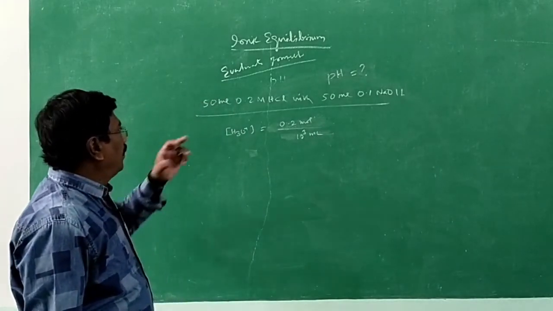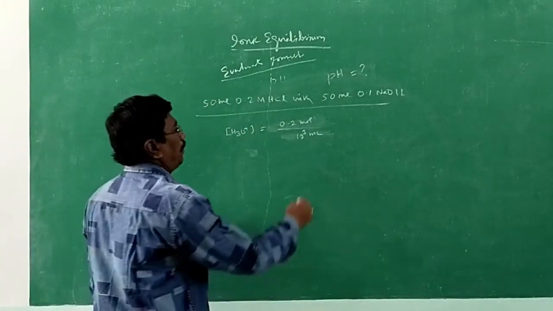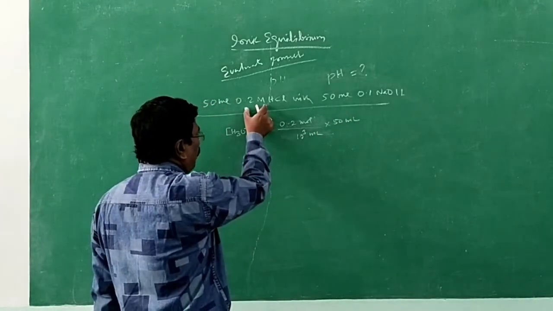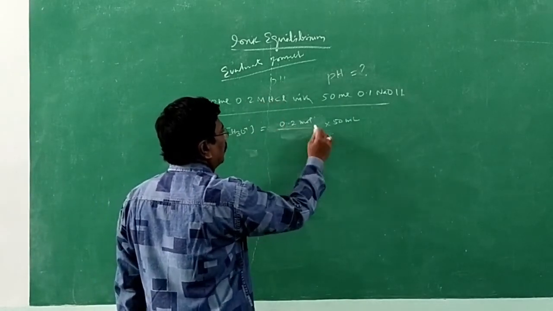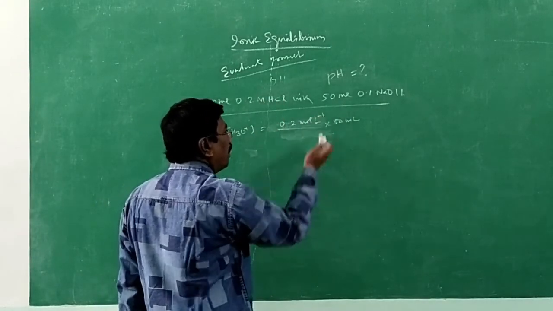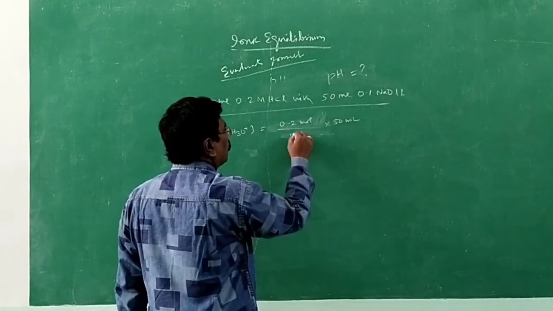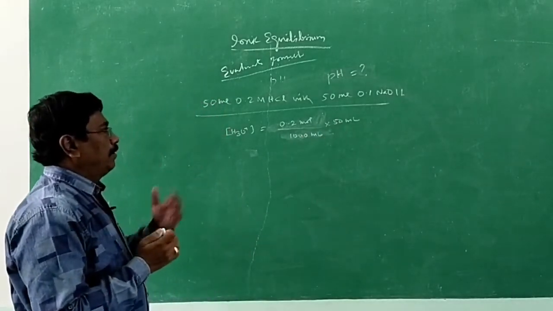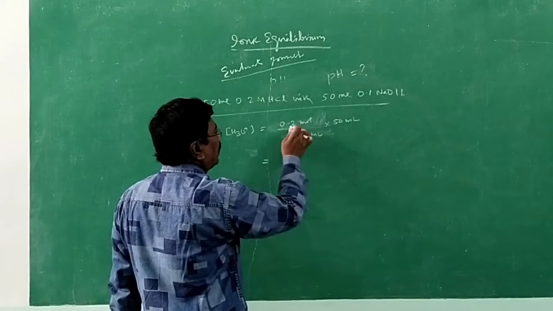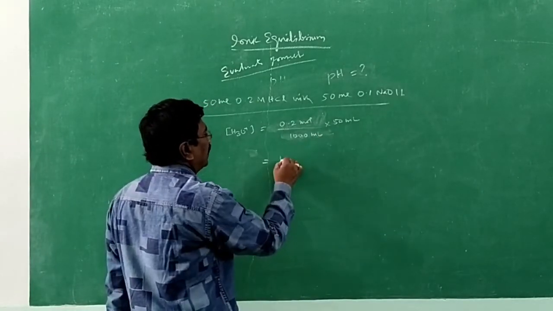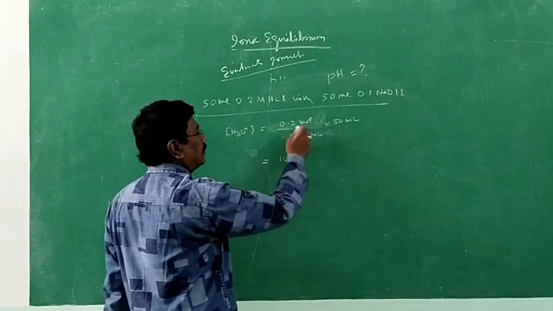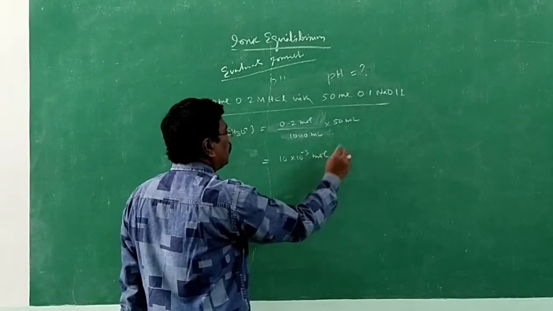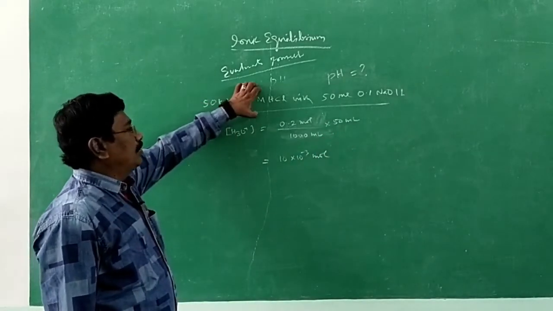Mole per liter. Now we have only 50 ml. Can you understand? The meaning of 0.2 molar is 0.2 mole per liter. Mole per decimeter cube, per liter, means 1000 ml. So in 1000 ml we have this much mole. Therefore 50 ml, how many moles will be having? How much? 50 into 0.2, therefore 10, into 10 power minus 3. These many moles are present in this solution.